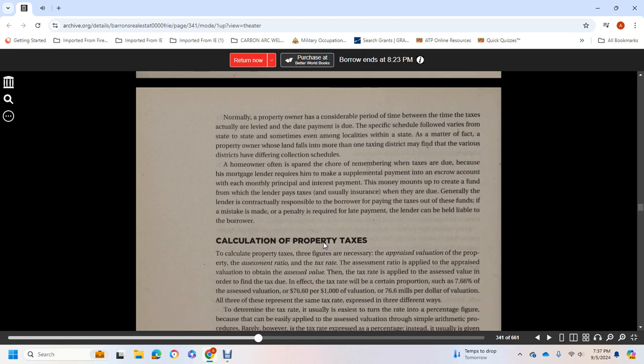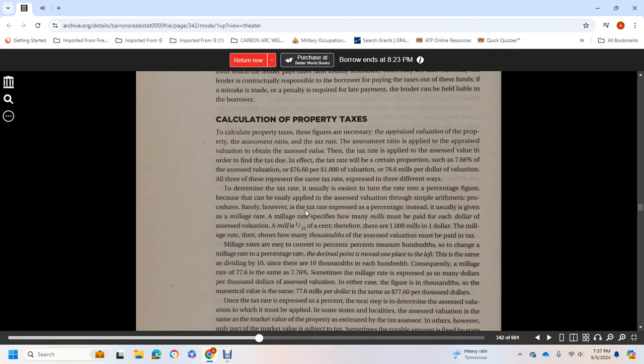However, the chore of remembering the taxes due is often eased because a mortgagor is required to make a supplemental payment to an escrow account with each monthly principal and interest payment. The monthly amounts add up to create a fund from which the lender pays taxes, and usually insurance, when they are due. Generally, the lender is contractually responsible for paying the taxes out of these funds. If the lender makes a mistake and a penalty is required for late payment, the lender can be held liable to the borrower.